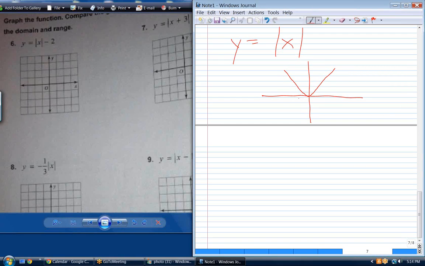Notice that when x is less than 0, y equals -x. When x is greater than 0, y equals x. So the absolute value functions look like this. What's the domain on this function? Not the one we're going to talk about here in a second, but what's the domain and range on the function y equals absolute value x? What's the domain?